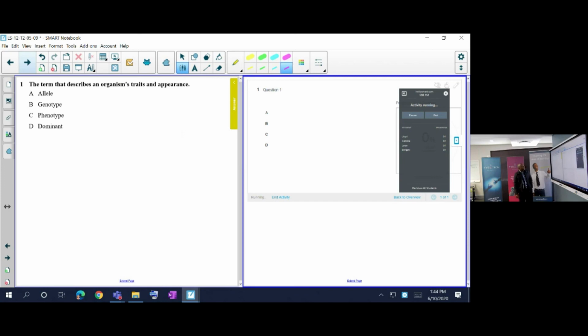Right. So, number one, quick one. Again, let me repeat it for you. For those who have not joined in, don't worry, we have the information. What is the term that describes an organism's trait or appearance? Good. Should we find the answer now or at the end? Let's find the answer.